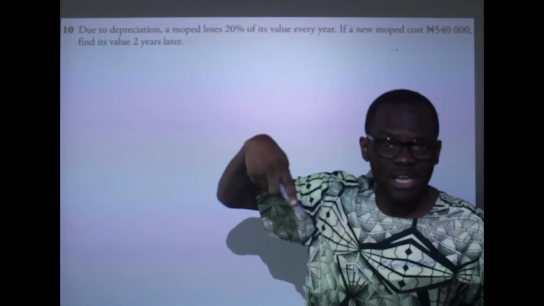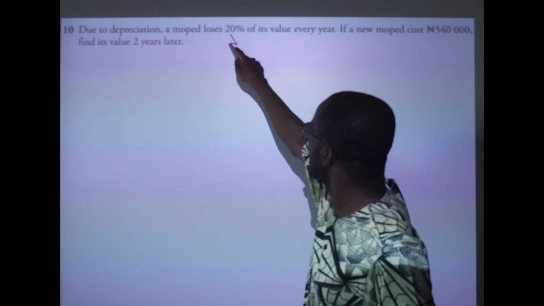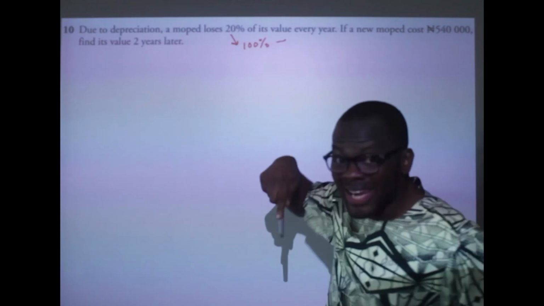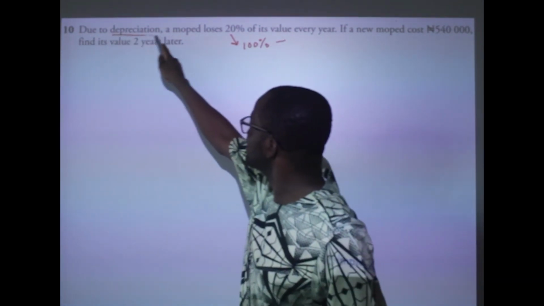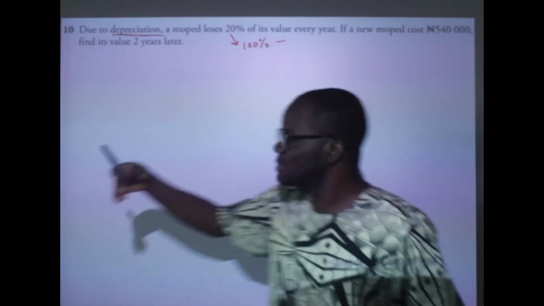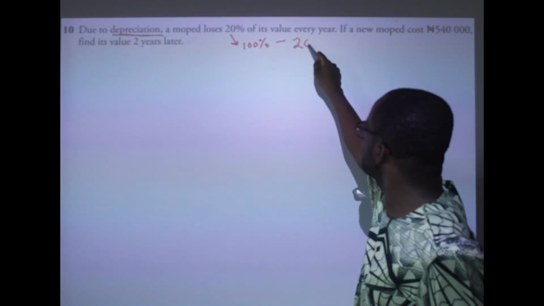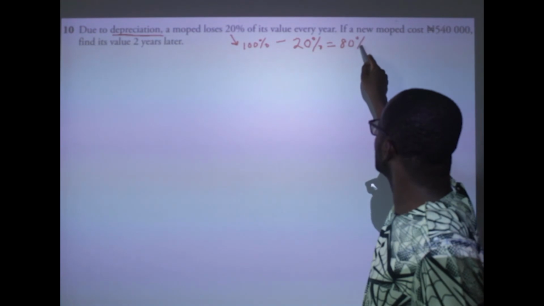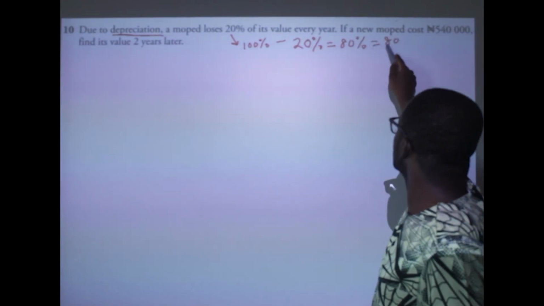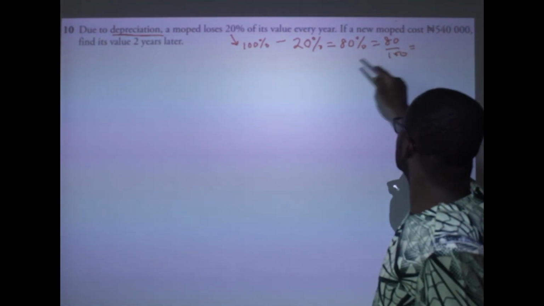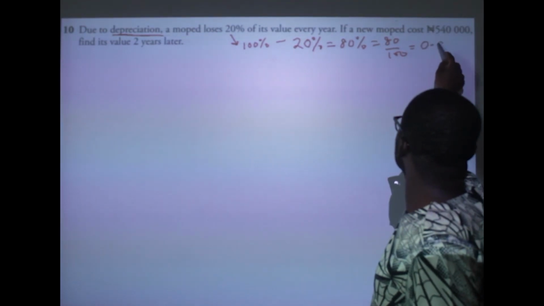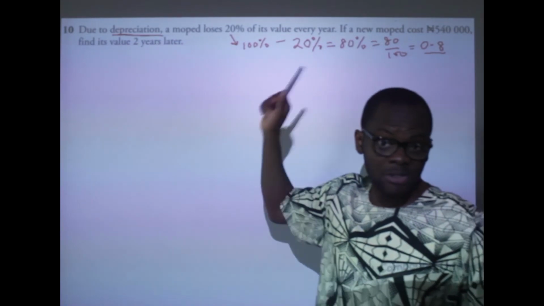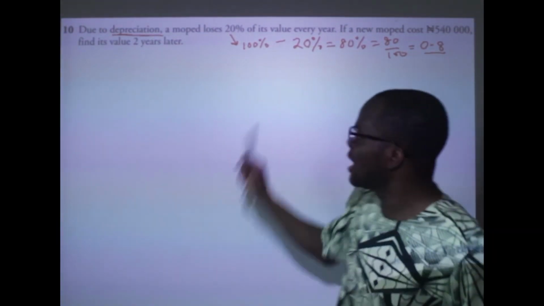If a new moped costs 540,000 naira, find its value 2 years later. So just to take note, the percentage here will be 100% minus, because it's depreciated, minus 20%. It's depreciating by 20%. So that gives you 80%, and 80% as a fraction is 80 over 100. And your decimal in this case is 0.8. So 0.8 will be your multiplier, so take note of that. 0.8 will be your multiplier for that question.